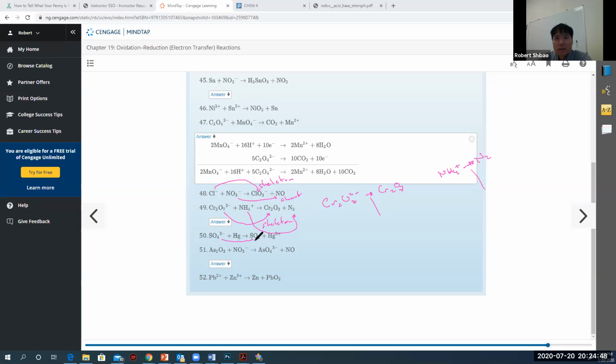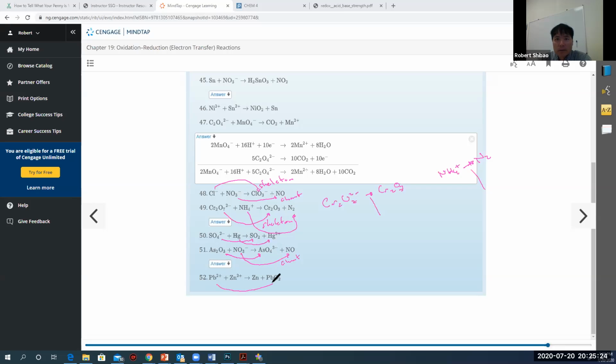Sulfate goes to SO2, that's going to be skeleton, and then mercury goes to mercury 2+. That's going to be skeleton, I think. So both of those. Here we have arsenic 3 oxide goes to arsenate. That's going to be skeleton. But nitrate goes to NO, that's chart, so we can copy that off the chart. But arsenic 3 oxide goes to arsenate, we are going to have to do that using the skeleton procedure.